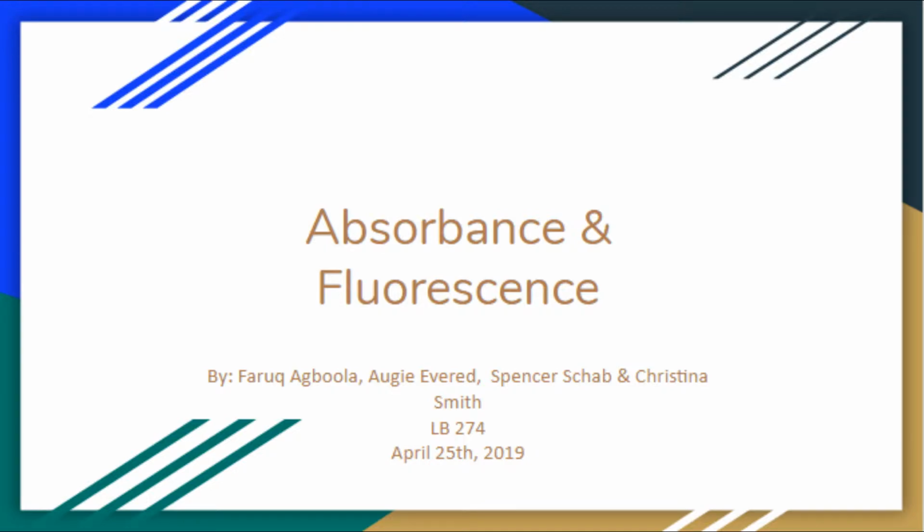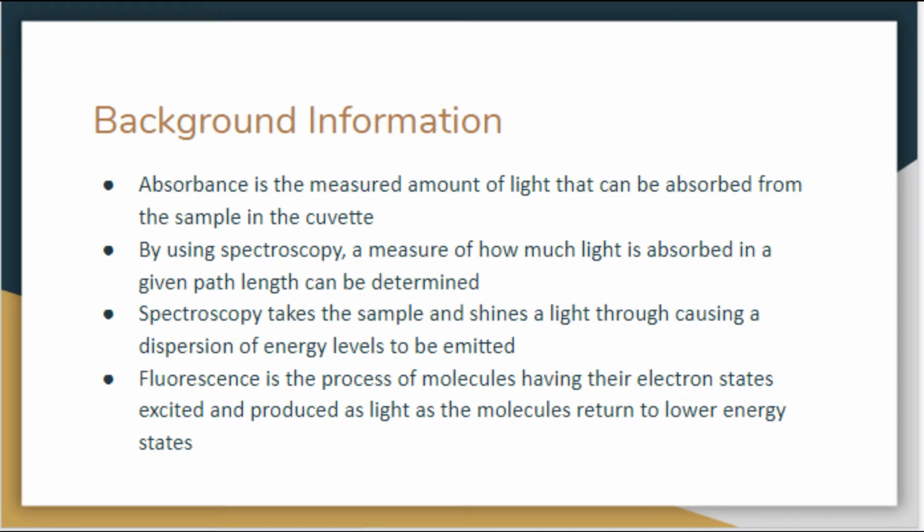Absorbance and fluorescence. Some background information is that absorbance is the measured amount of light that can be absorbed from the sample in the cuvette. By using spectroscopy, a measure of how much light is absorbed in a given path length can be determined. Spectroscopy takes the sample and shines the light through, causing a dispersion of energy levels to be emitted.